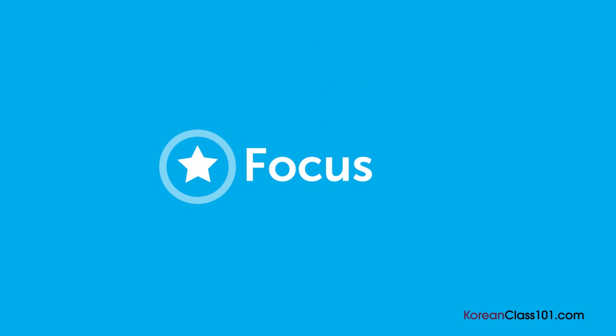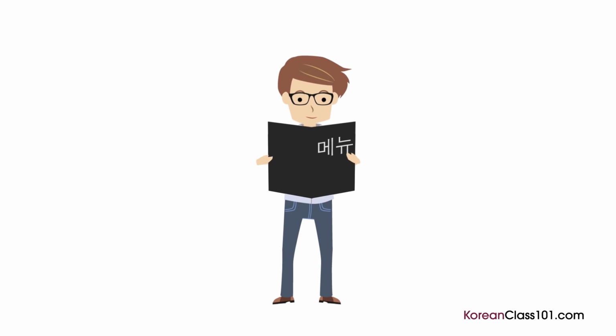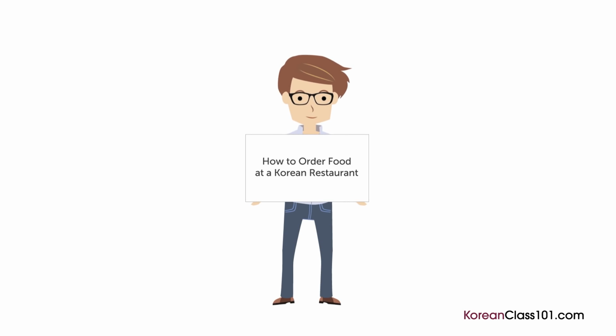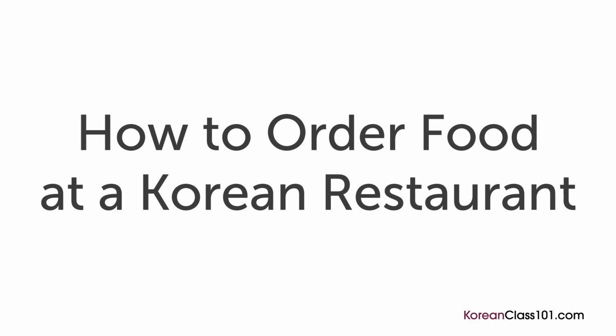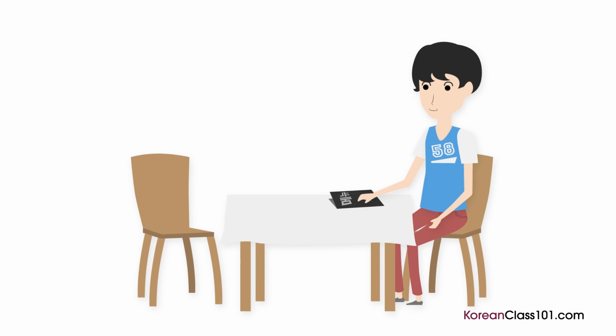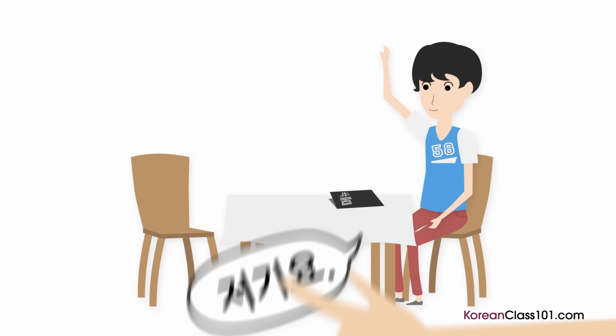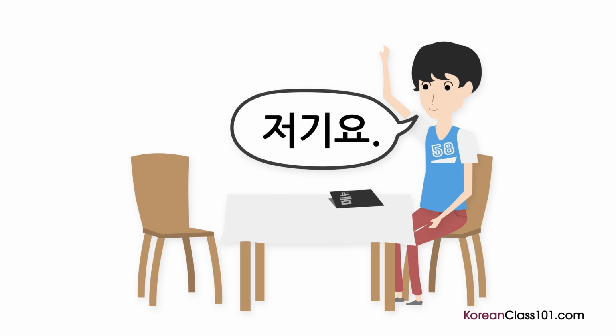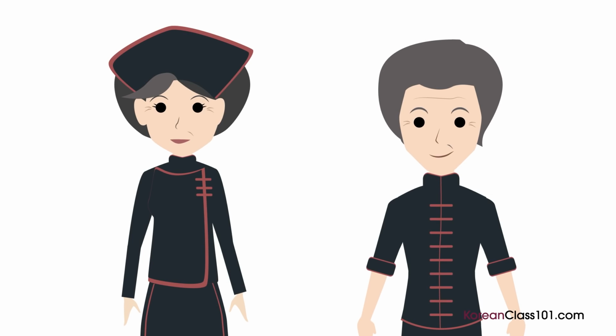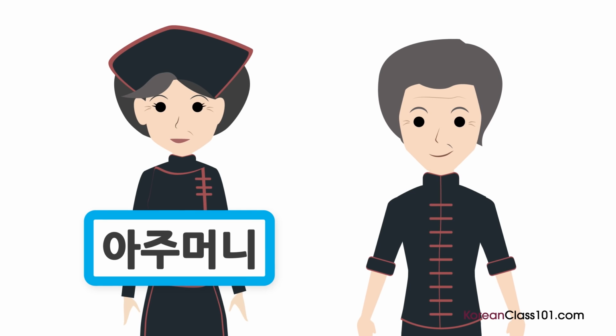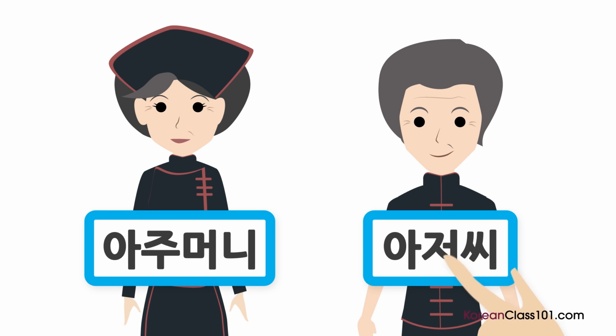Now the lesson focus. Here's how to order food at a Korean restaurant. Korean restaurants are a little different from other types of restaurants. When you're ready to order in a Korean restaurant, you simply need to raise your hand and say 저기요, which means excuse me there. If you're eating in a traditional Korean restaurant, it's normal to address the female staff in the restaurant as 아주머니 if they are over the age of 30. To male staff, you can use 아저씨.